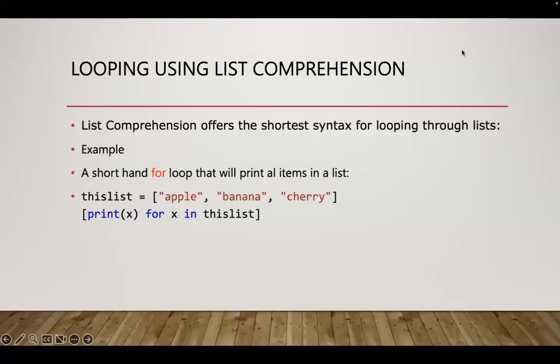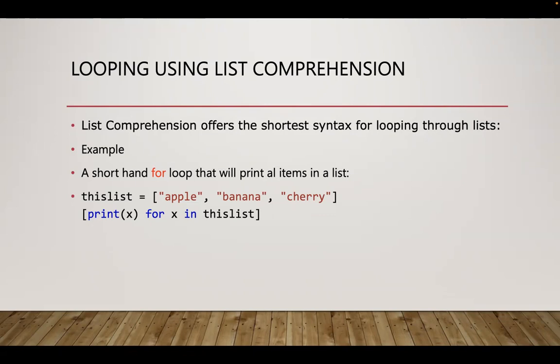This offers the shortest syntax for looping through a list. So the shortest way to loop through a list is offered by this syntax. It's called a shortened for loop that will print all items in the list. So you say this list, apple, banana, cherry, you say print x for x in this list. It's just like in English, print x for x in this list. Then it's going to print everything you have in the list.